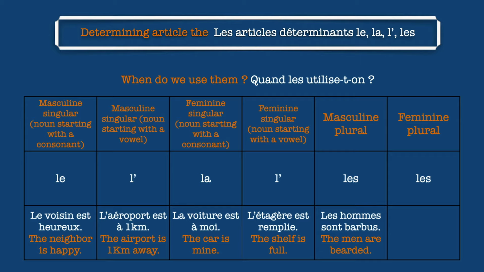Last one is about feminine plural, and there we also use the word les. Les maisons sont jolies. The houses are pretty, is the last example, and in this example the noun is feminine plural, so we use the word les.